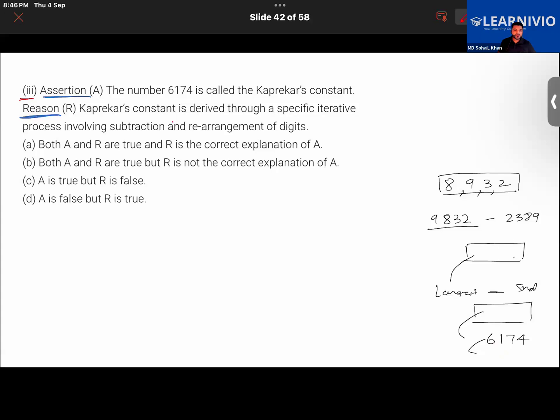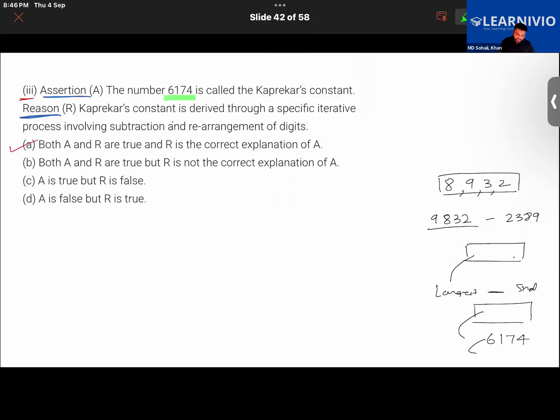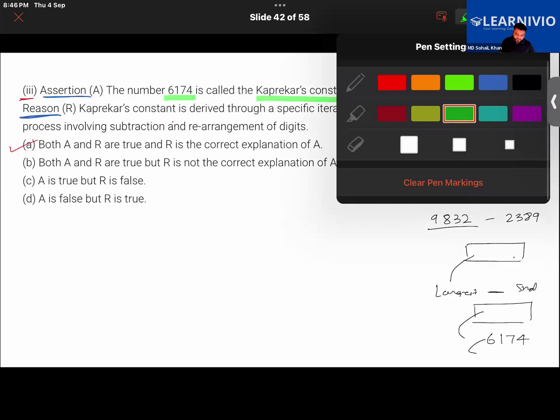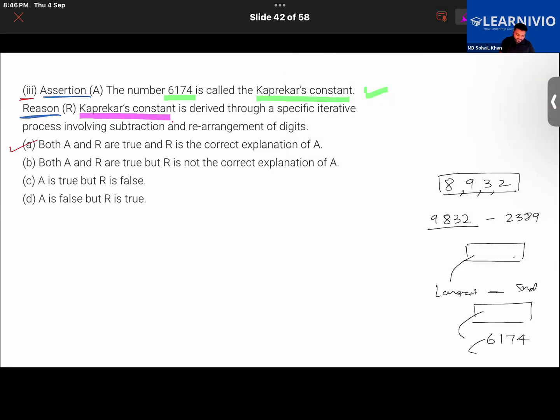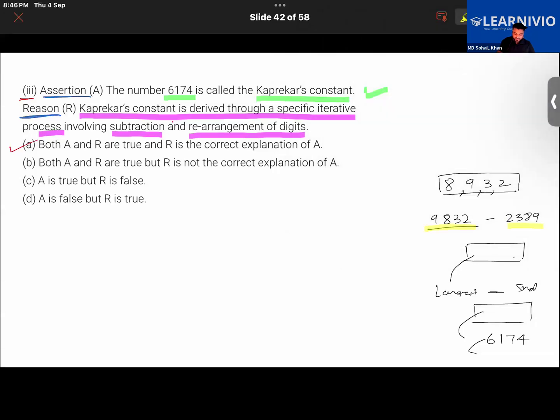Nafis, what's your answer? A, sir. That is A. So both assertion and reasoning are correct. Assertion says that the number 6,174 is called the Kaprekar constant. Yes, it is called the Kaprekar constant. Reasoning says that the Kaprekar constant is derived through a specific iterative process involving subtraction and rearrangement of digits. So obviously we are arranging the digits here and then subtracting them. Again, we arrange it and subtract it. So that is how it is obtained. So it's option A. A is correct. So this chapter, from this also we have done some questions.